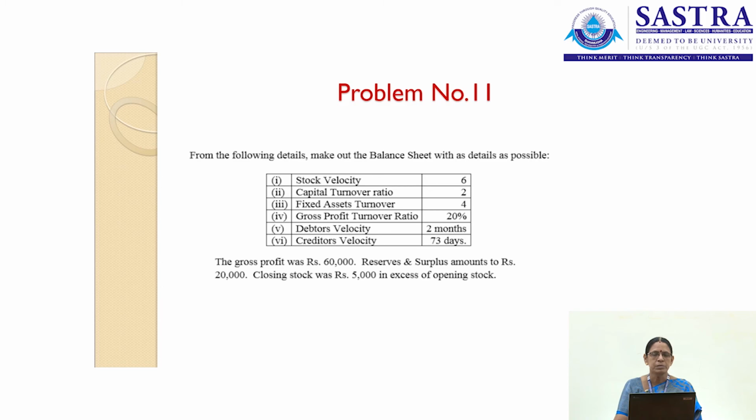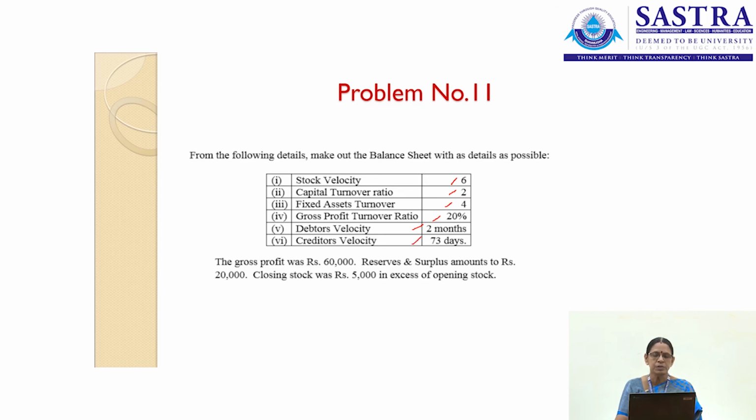Problem number 11. From the following details, make out the balance sheet with as many details as possible. Stock velocity, otherwise stock turnover ratio, is 6. Capital turnover ratio is 2. Fixed assets turnover ratio is 4. Gross profit ratio is 20%. Debtors velocity, that is your debtors turnover ratio, is 2 months. Creditors turnover ratio is 73 days.